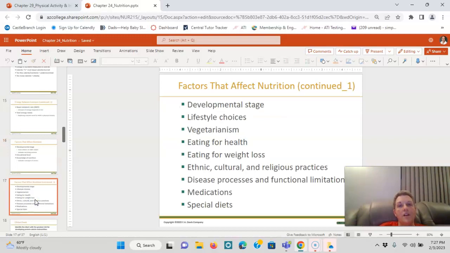Other things: developmental stage, lifestyle choices, vegetarianism, whether you're eating for health or eating for weight loss, which might look different. Ethnic, cultural, religious practices, disease processes and functional limitations, medications, and special diets. All of this can affect your nutrition.